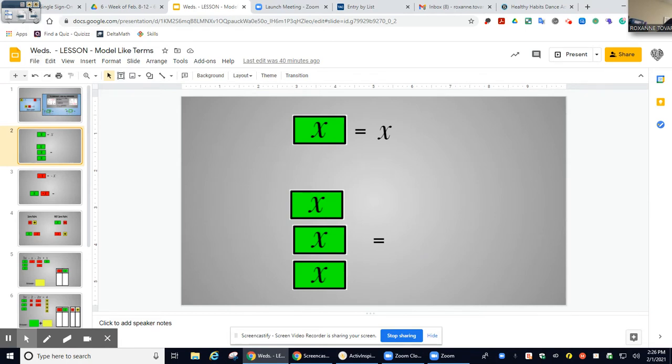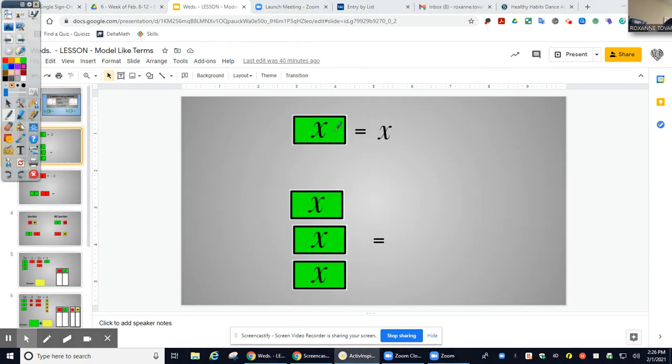Okay? So when we look at this picture here, just a picture of an x is like saying 1x. Or you can simply just call it x. Okay? So if I have 3 x's here, I wouldn't put xxx. I would write it with 3 in front and x in the back. That tells me I have 3 x's. Okay?